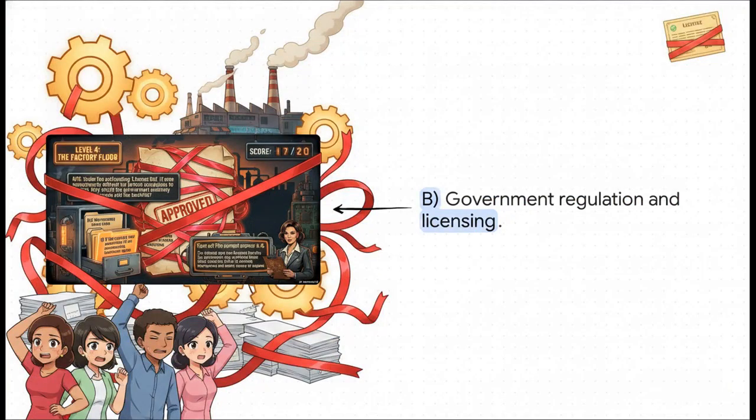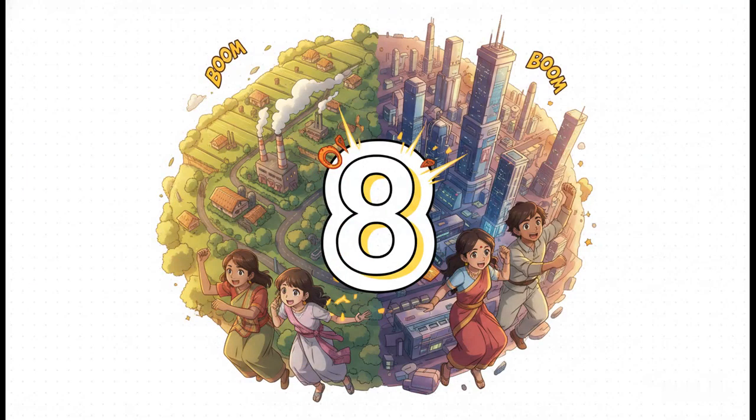Yep, the answer is B. You can literally see the red tape wrapping around all those approval stamps and factory files. Under the License Raj, it was just suffocatingly difficult for private companies to grow. But here's the catch. The government would actually hand out easy licenses if you wanted to set up your industry in an economically backward region. So the ultimate goal was actually regional equality and promoting small-scale industries, even if dealing with all that red tape was a complete nightmare. Boom, you hit 8 points.